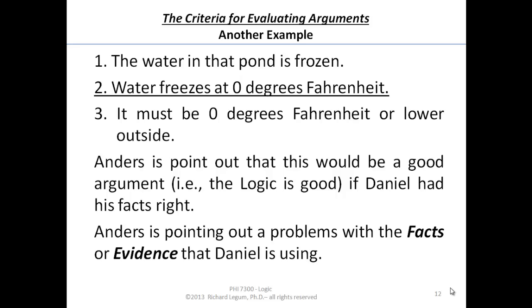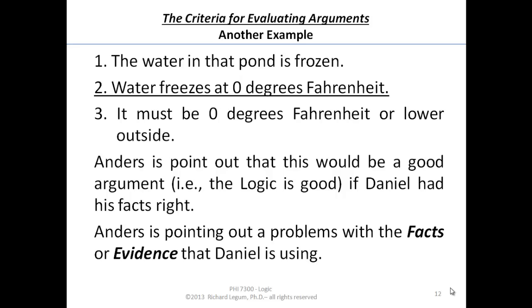But Anders points out that the logic here is good, as your argument would be good. There's a good connection between those premises and the conclusion, and Daniel would be right if he had the facts right. But he points out that there's a problem with the facts or the evidence or the reasons that Daniel is citing. Namely, what's the problem with the facts?